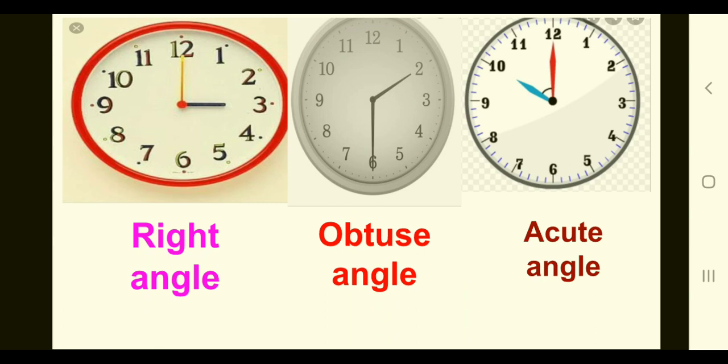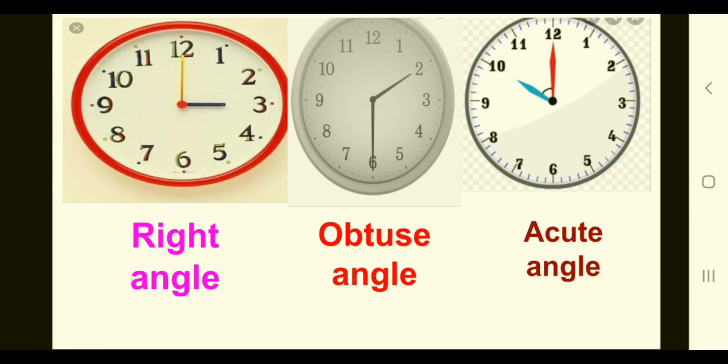Every one of you has a clock in your house. But have you noticed the minute hand and the hour hand? Yes, they make an angle between their two hands. It may be a right angle, an obtuse angle, or an acute angle.